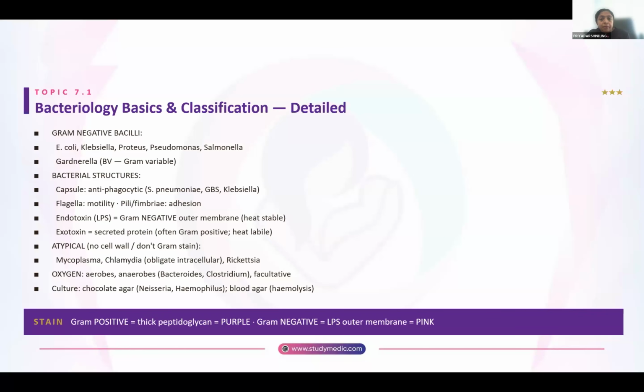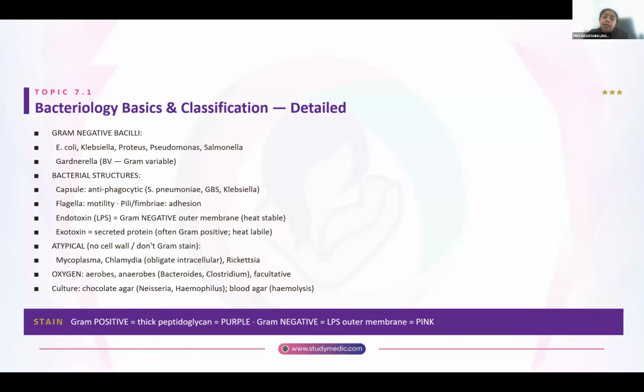Now, what are atypical bacteria? Atypical are ones which do not gram stain and which do not have a cell wall. Example for this is going to be your mycoplasma, your chlamydia. Chlamydia are again commonly seen with STI. They are obligate intracellular organisms. Another organism which comes under this atypical category is your Rickettsia.